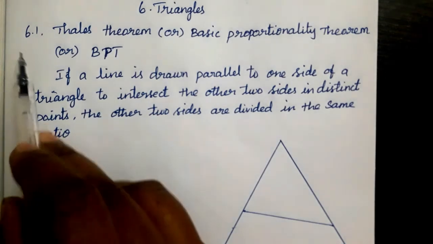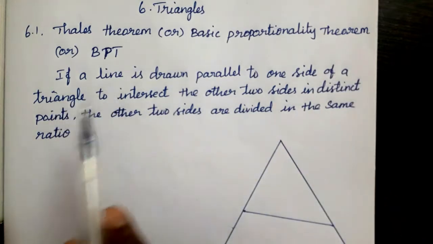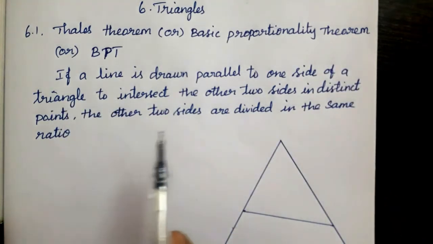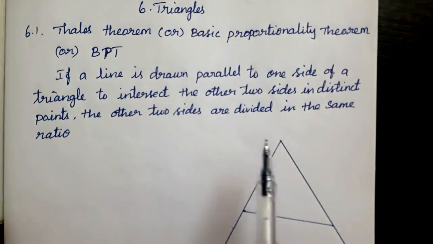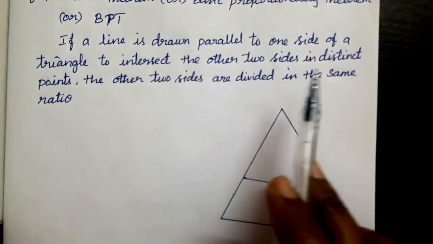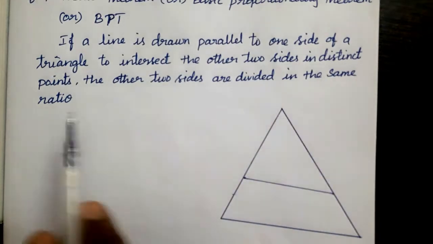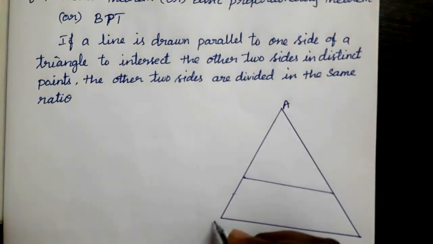Let's see Theorem 6.1, Thales theorem or Basic Proportionality Theorem, or BPT. If a line is drawn parallel to one side of a triangle to intersect the other two sides in distinct points, the other two sides are divided in the same ratio. Now let us consider triangle ABC.